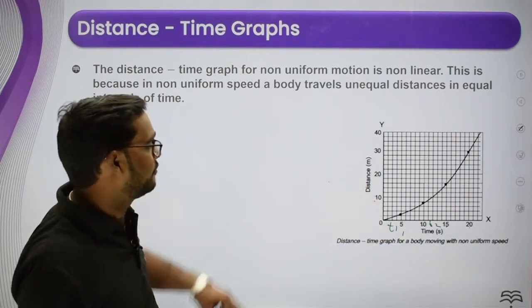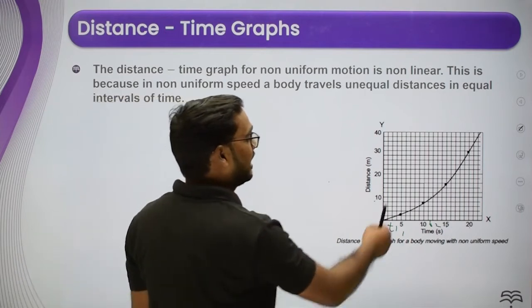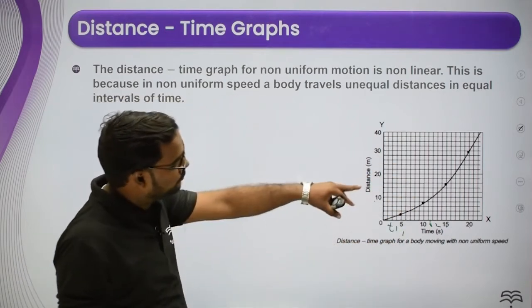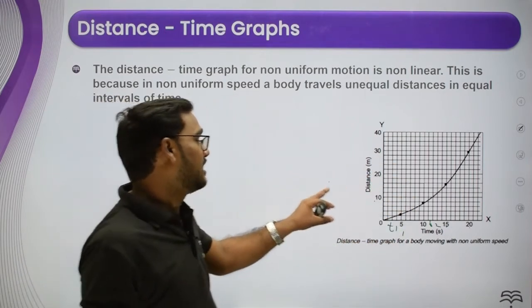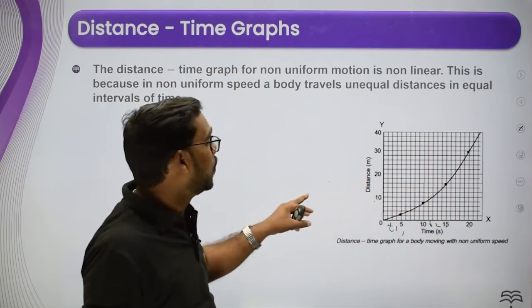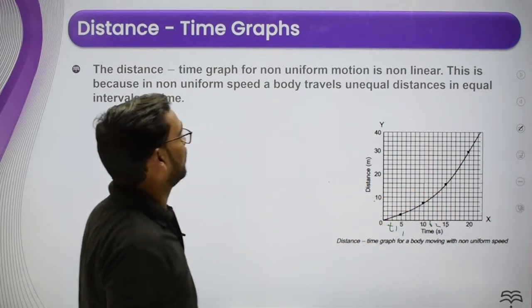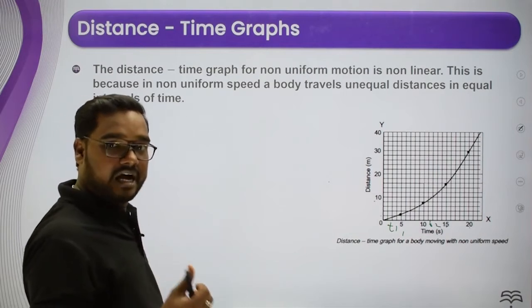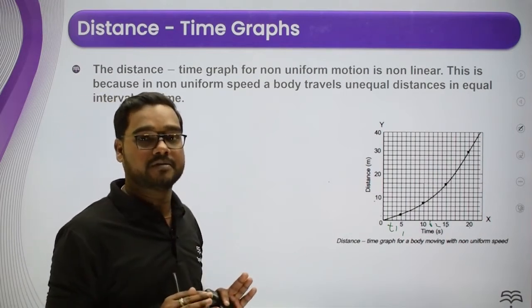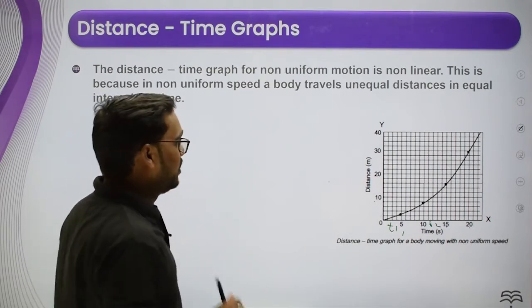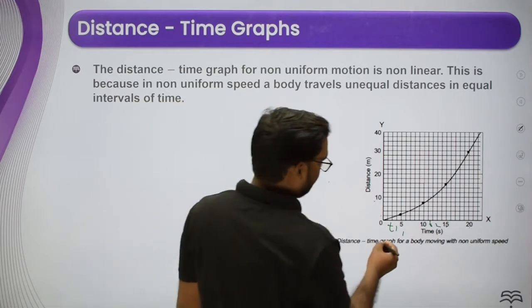So from such a graph you will get the information that it represents non-uniform motion. This is the non-uniform motion. I hope it is clear to everyone. It is okay. Now, move on, you can see one more thing here.